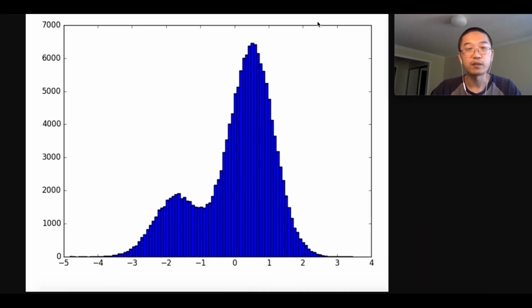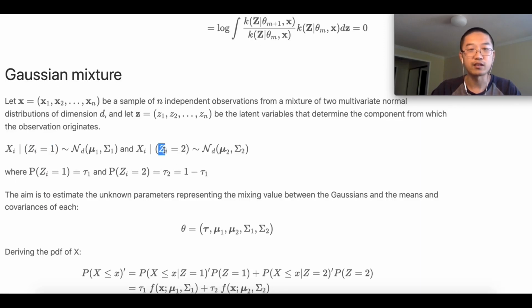So what does this mean? This is a hidden random variable. If the random variable is 1, then the sample is from the distribution of this smaller bump. If z equals 2, the sample is from the right side. So this is z. This is hidden in the sample we observed. We can't get this actual value for each sample. This is hidden.